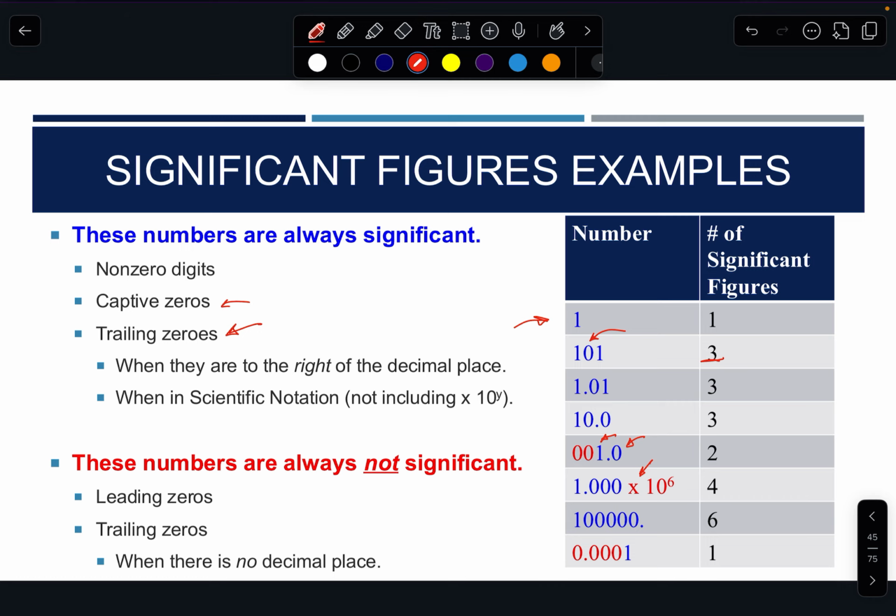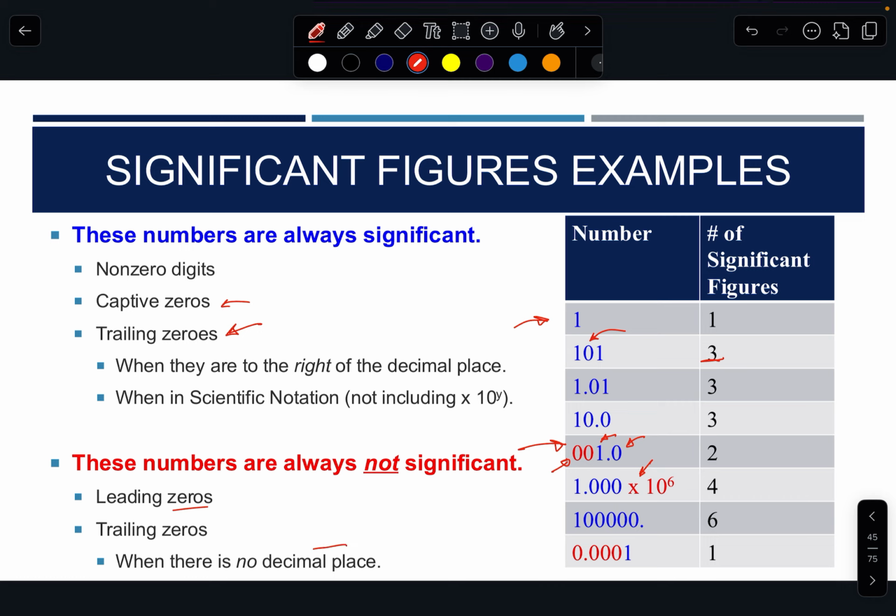And so those are all significant, but then we get to the non-significant numbers, which are leading zeros. So in this same one over here, you have 2 zeros that are coming before a non-zero digit, and those are going to be leading zeros, and they are not considered significant. That's because you could put this into scientific notation, and you'd be able to get rid of those numbers.